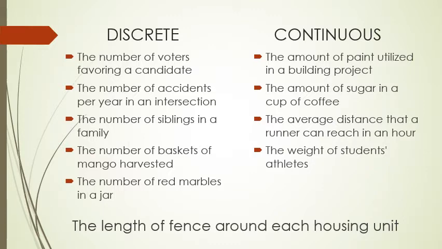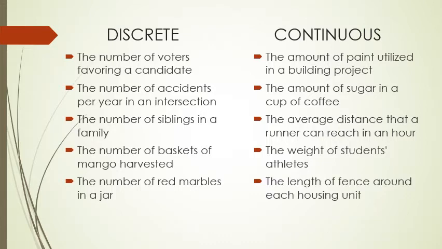Next is the length of fence around each housing unit. Maihap or masukod? Ay, length man, masukod. So this is continuous. So these are the examples of discrete and continuous variables. Again, when we say discrete, it can be counted. When we say continuous, it can be measured.